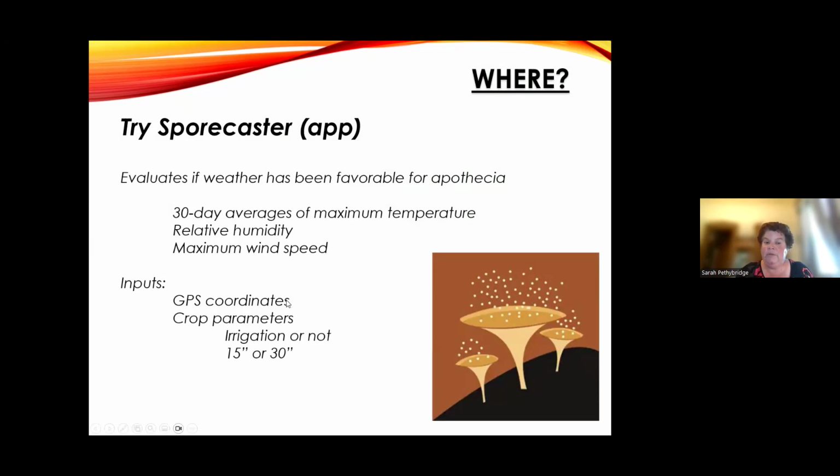This app was developed for soybeans, so the crop parameters that you can alter are more related to soybean production. So you can say whether it's irrigated or not, and whether it's on a 15-inch or a 30-inch row spacing. So not as ideal for dry beans, but it's an indication of whether you're going to have weather that is conducive for sclerotia.